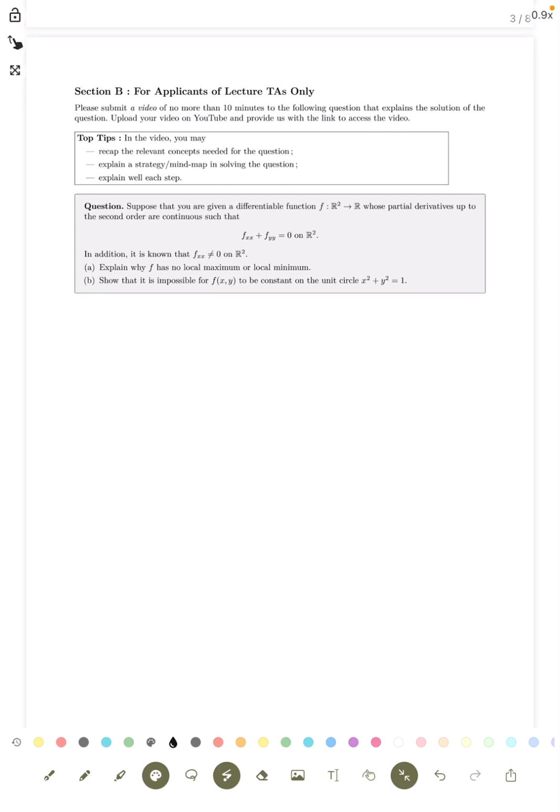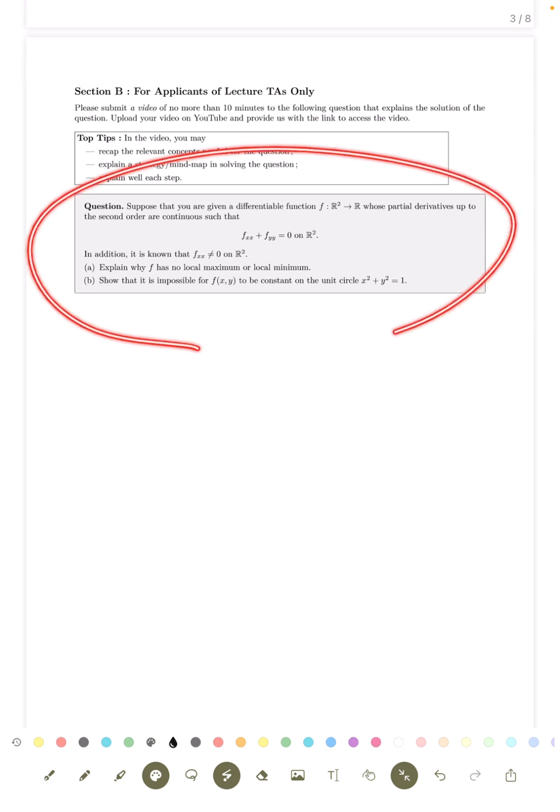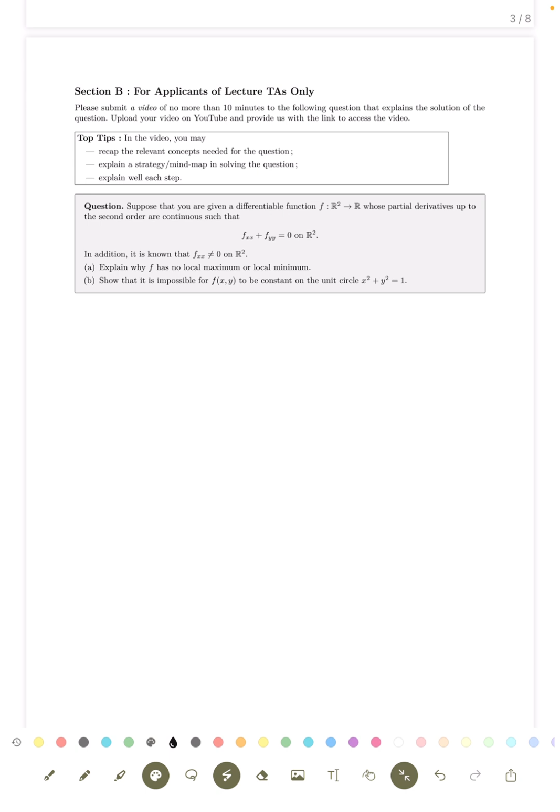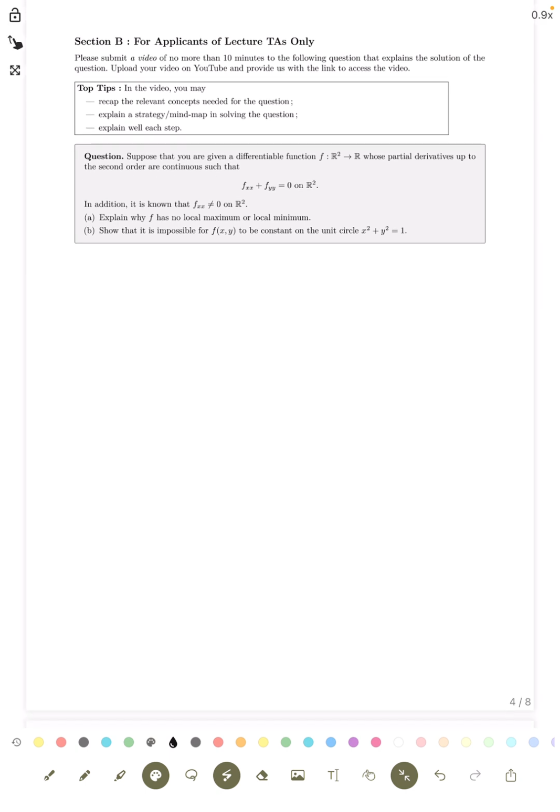This is the Calculus TA Training Selection Test for year 2026. We are required to solve this question. You can pause if you want to solve it on your own. Are you able to grasp the meaning of these questions?